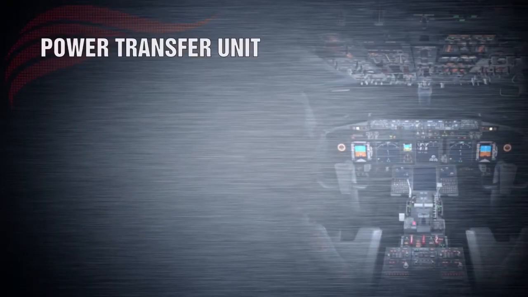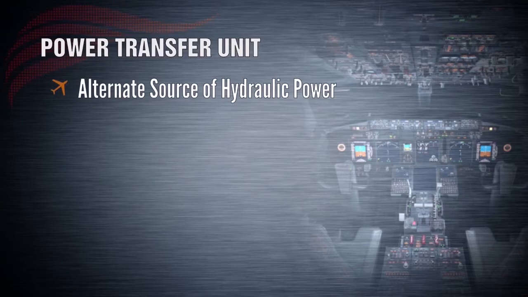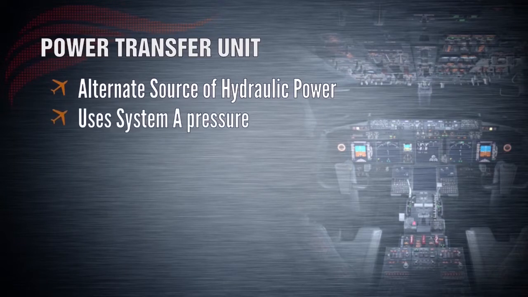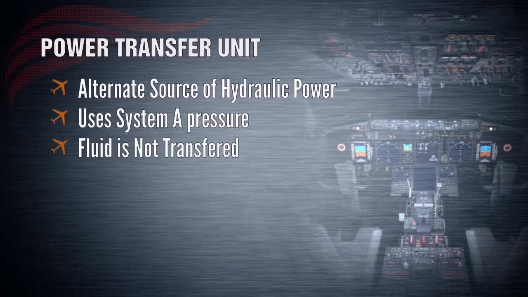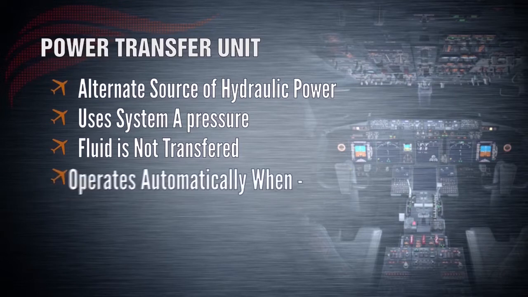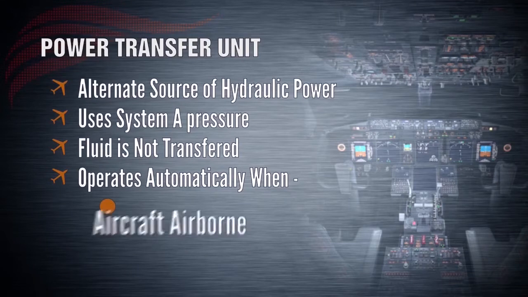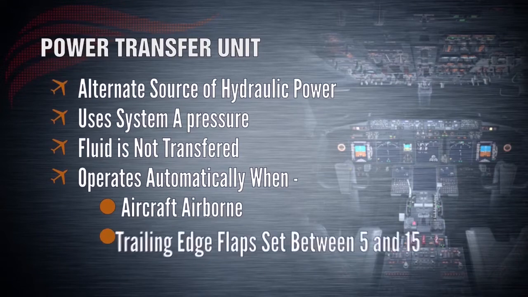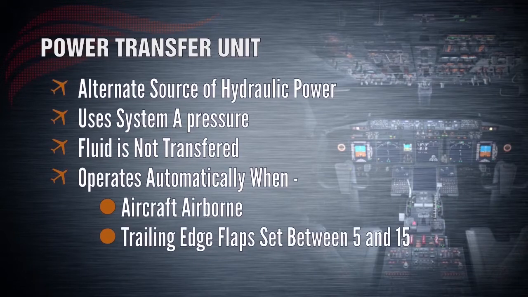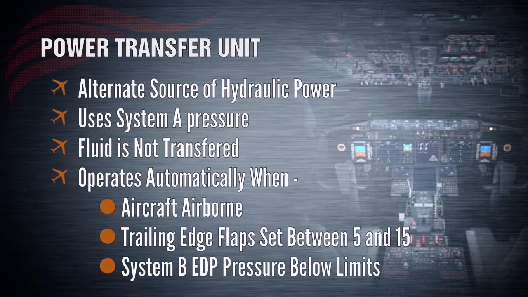The power transfer unit, or PTU, provides an alternate source of hydraulic power for the leading edge flaps and slats if System B is depressurized. The PTU uses System A pressure to pressurize System B fluid. There is no transfer of fluid between the two systems. The PTU operates automatically when all of the following conditions exist. The aircraft is airborne, trailing edge flaps are set less than 15 but not up, and System B engine-driven pump hydraulic pressure drops below limits.